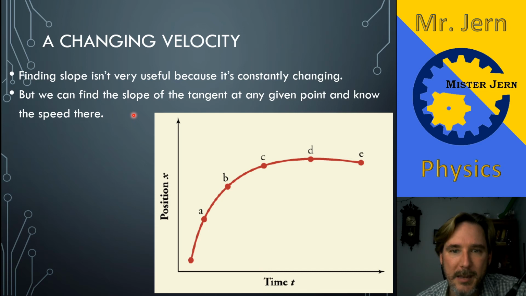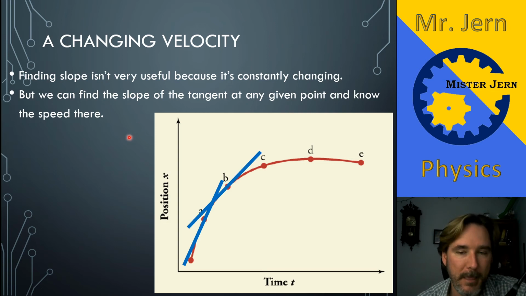So at point A, if we treat it like a curve, we could just find the slope of the tangent of the line at that point. So we could find the slope of this blue line right here, and we would know the speed at that point. That's just that easy. We can do the same thing at point B, and you can see already the slope is decreasing. In other words, it's slowing down. But we can know the speed right there. That's fine. We could find the slope of the tangent right there.